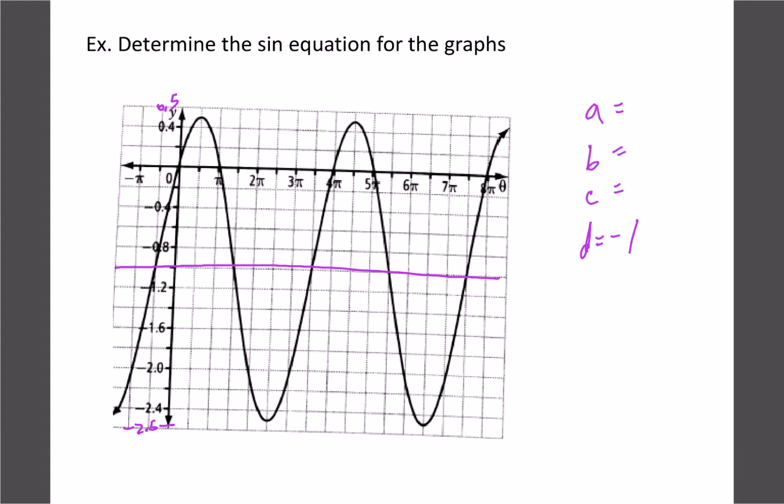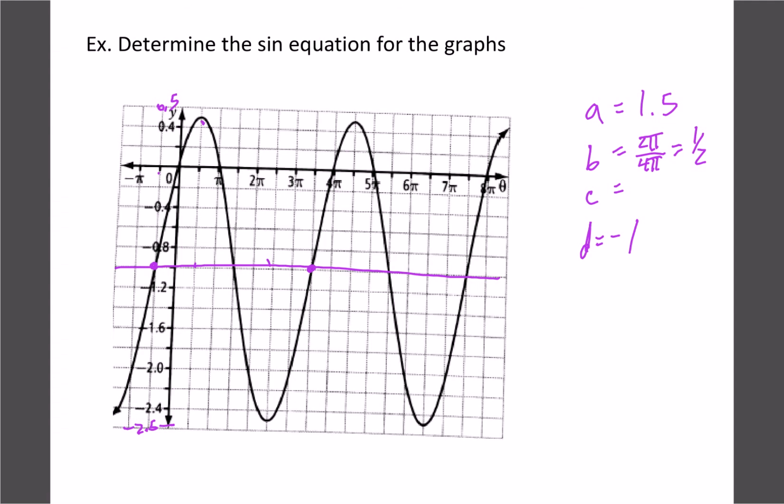Okay, let's figure out our amplitude. So we're going from negative 1 up to 0.5, or you could go from negative 1 down to 2.5. So we get an amplitude of 1.5. Our B value, let's figure out our period. Let's start here in this case. It doesn't really matter, but we're going from here to here. So you can see we're going from negative 0.5 pi up to 3.5 pi. So that would be a period of 4 pi. So our B would be 2 pi divided by 4 pi, which would be 0.5.